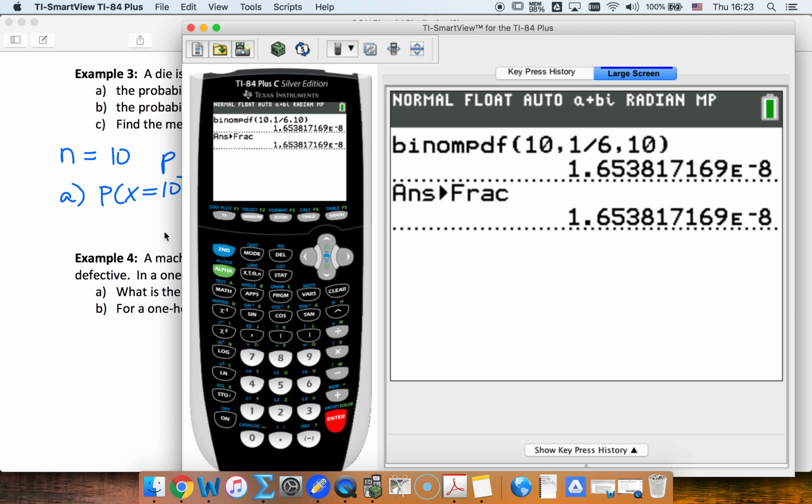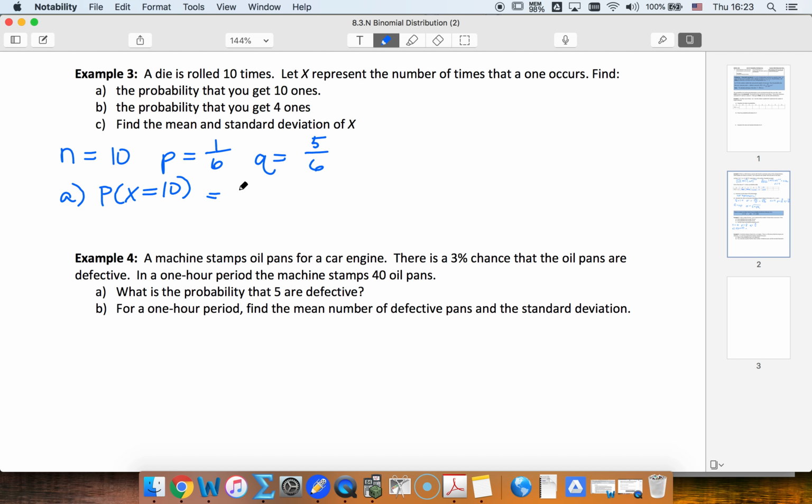Nope. So if I wanted the exact value, I would need to do my expansion, and 10 choose 10, well, that's just 1, and then I'd have 1/6 to the 10. So here's my exact value. My Q is not even happening, so 1/6 to the 10th is my exact value.